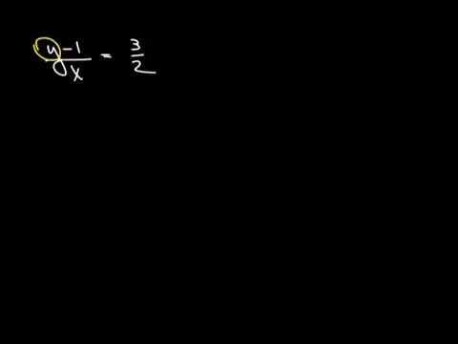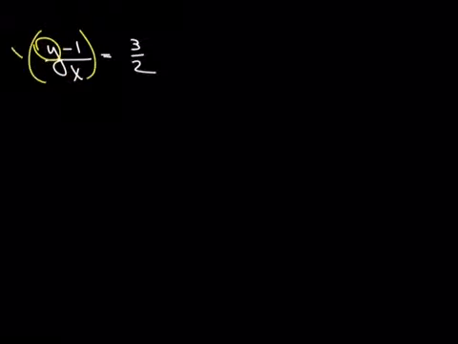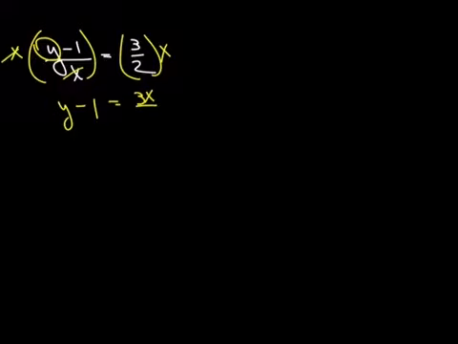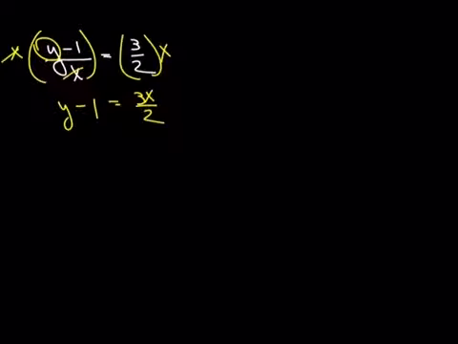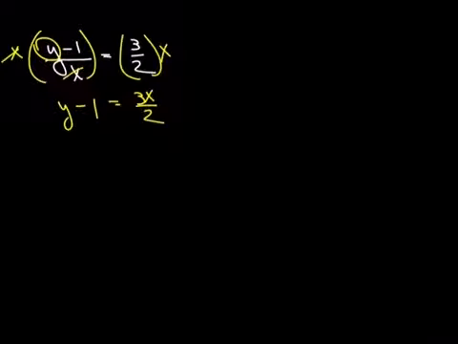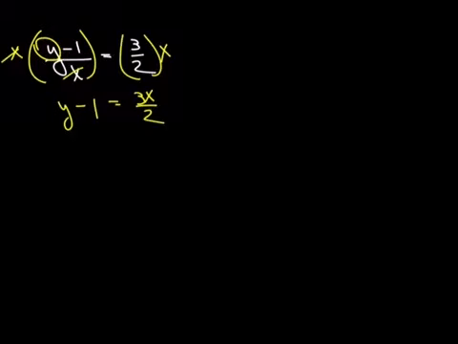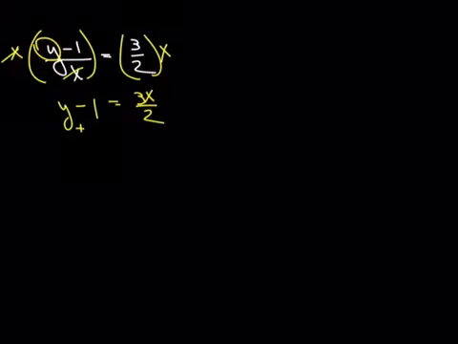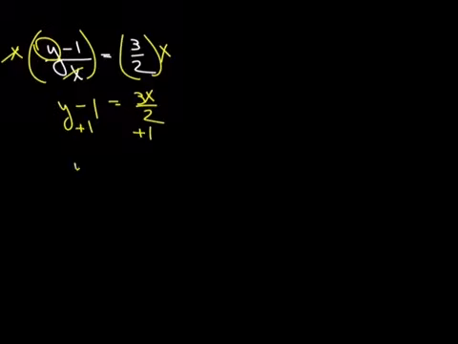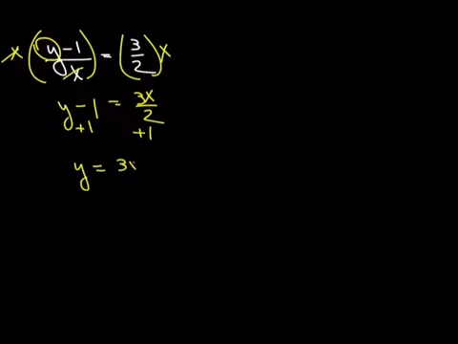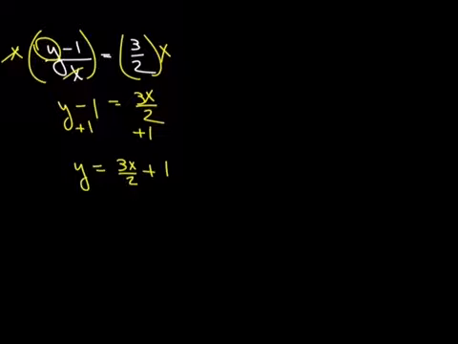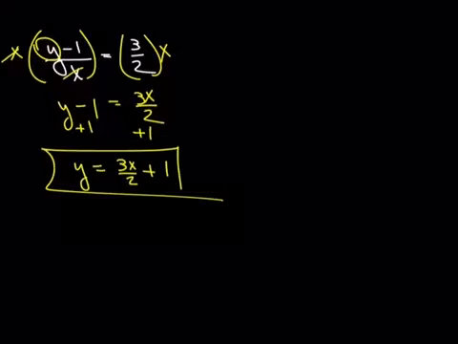And remember, when you get rid of something divided, you multiply. So we get y minus 1, because those cancel. And remember, your x can just go up there on top. Okay, and what are we solving for? We're solving for y. So the only other thing I'm going to do here is add 1. So y equals 3x over 2 plus 1. And I am done at that point.